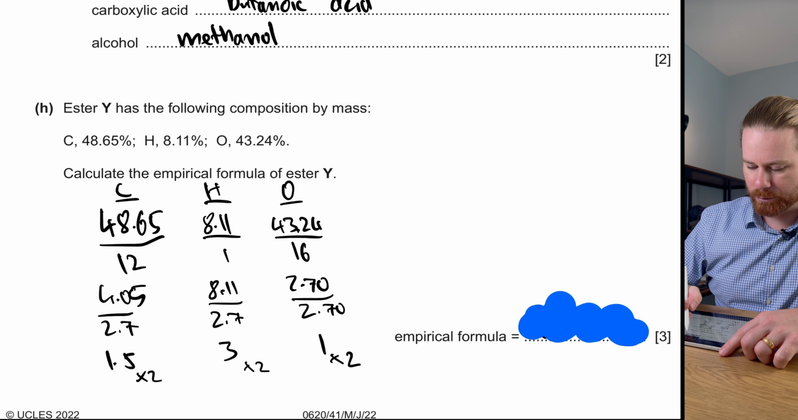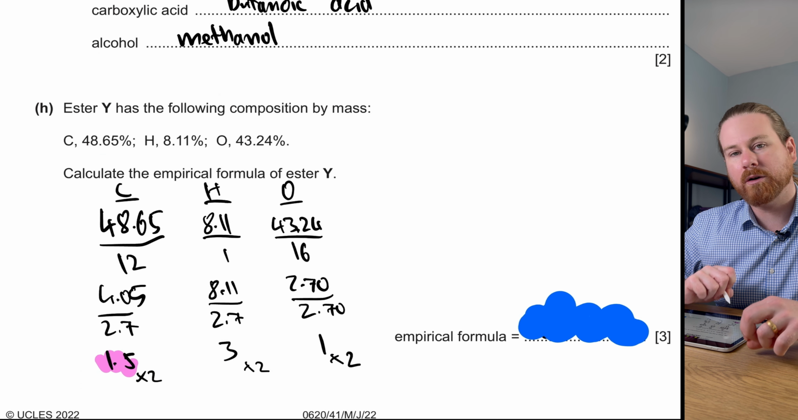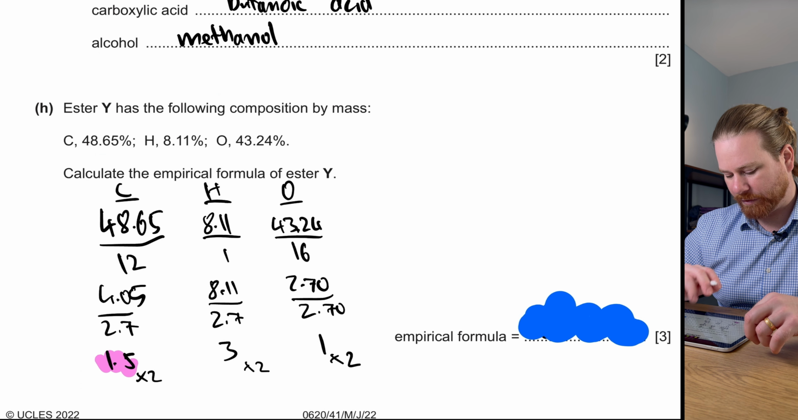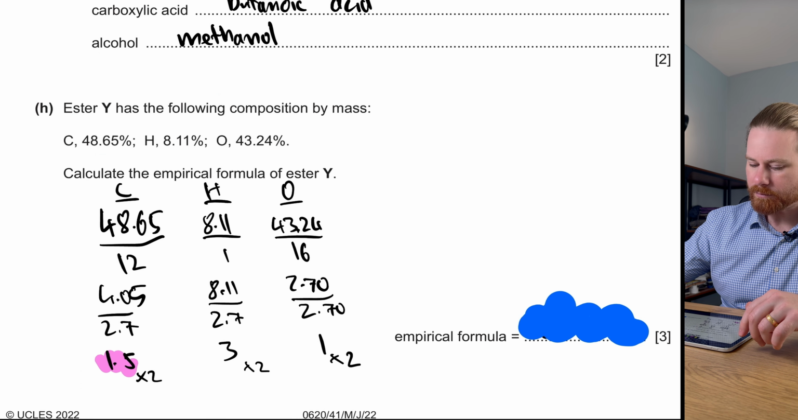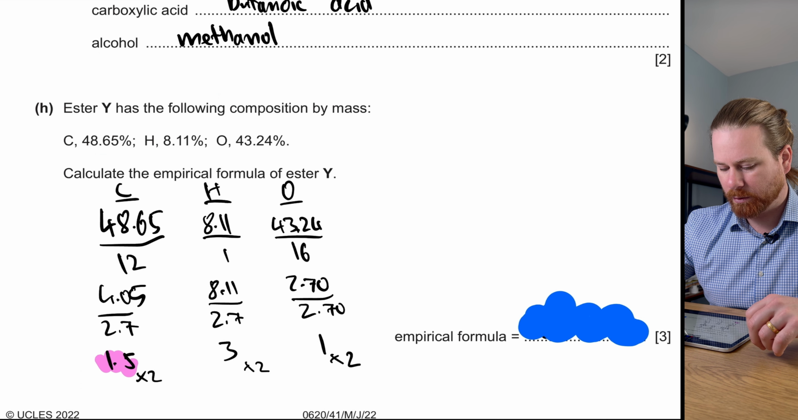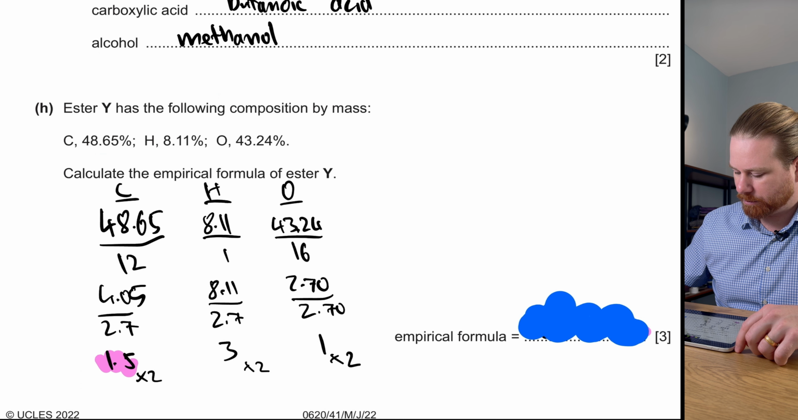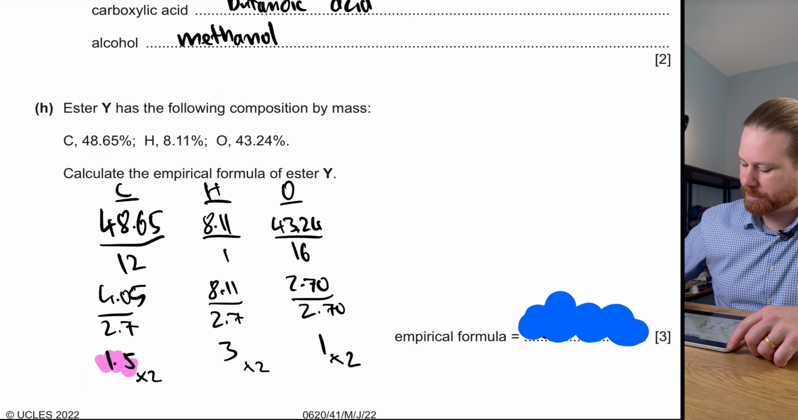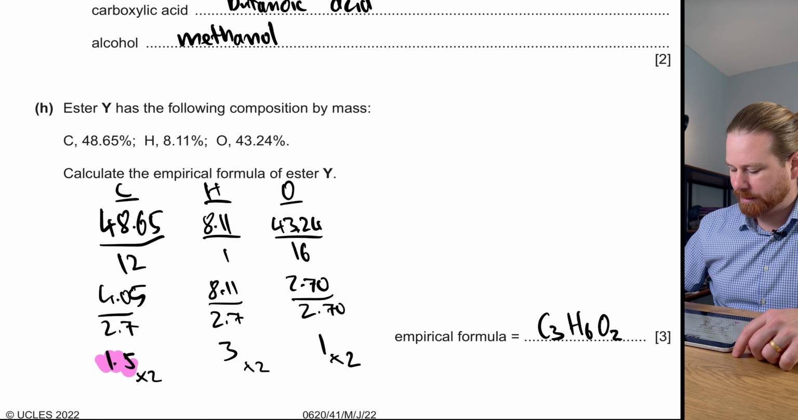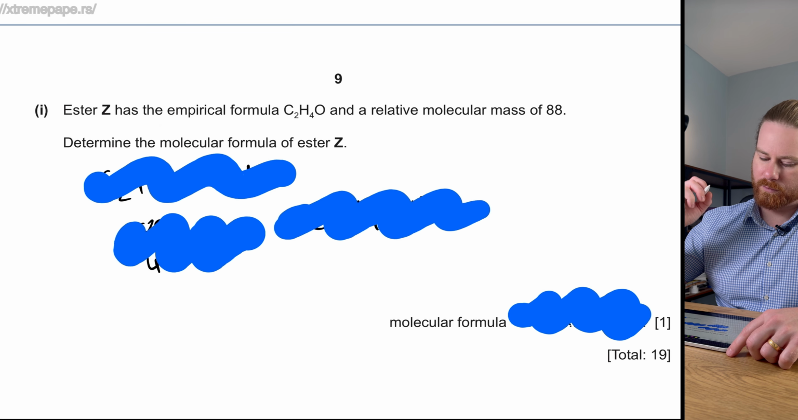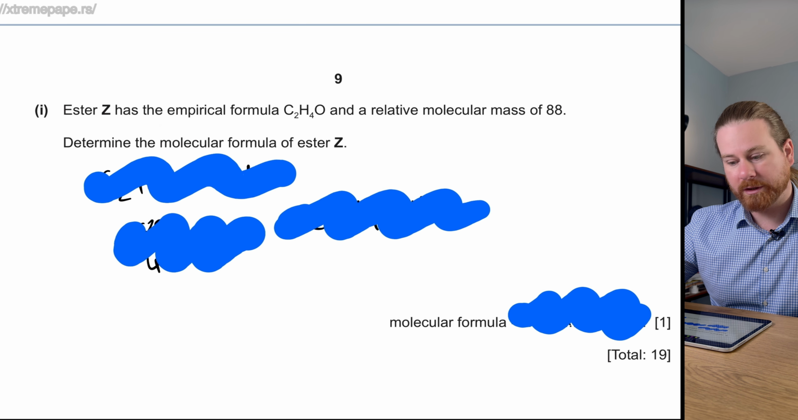And in this example, we have not got a whole number. So whenever you don't have a whole number, this is when you need to multiply everything by 2, which is what we've got here, which will then give us 3 whole numbers, and our answer, which is C3H6O2. Okay, there we go. Now we have the empirical formula.